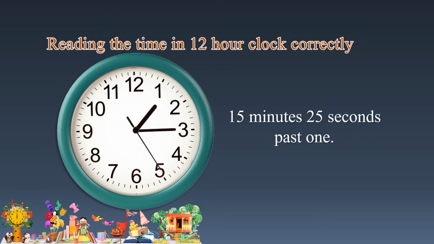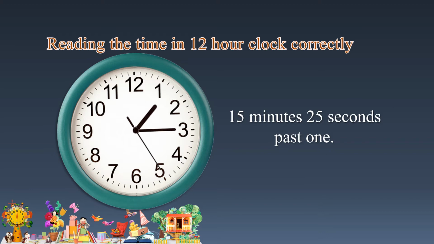Now we'll move on to another example. Can you read the time which is mentioned in this clock correctly? We'll see. Now where is our hour hand? That is near 1. So what about the minute hand? That is near 3. That means the minute hand has passed 15 small lines. Therefore, we can consider it as 15 minutes.